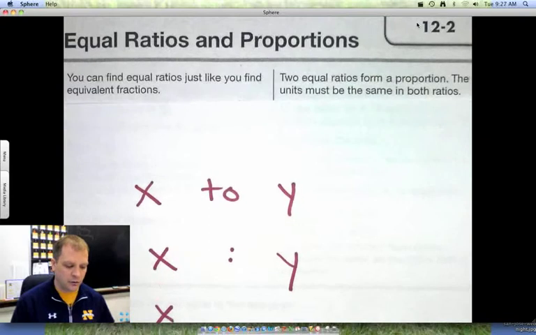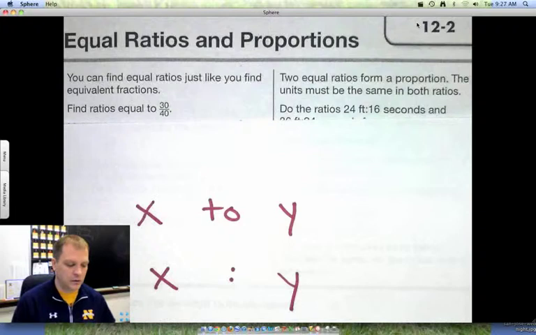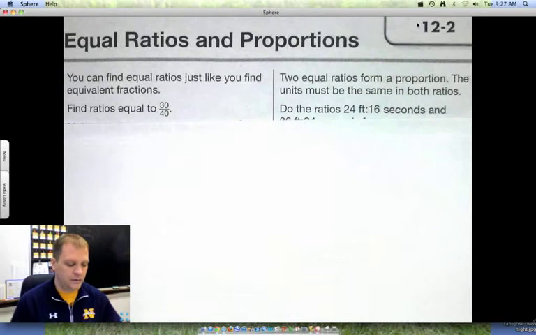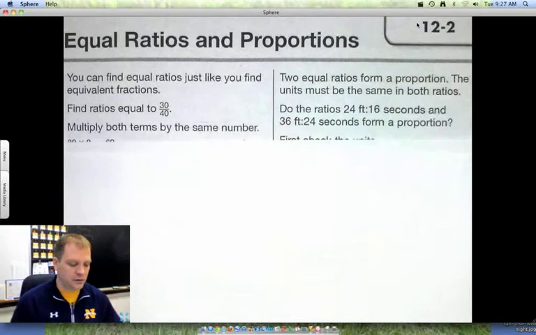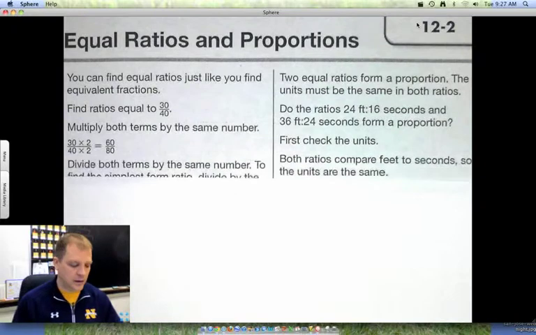Once again, you can find equal ratios just like you find equivalent fractions. Find ratios equal to 30/40ths. So we multiply both terms by the same number. We could take 30 and multiply it by 2 to get 60. Since we are multiplying 30 by 2, we are going to multiply 40 by 2. So our fraction is 60/80ths.